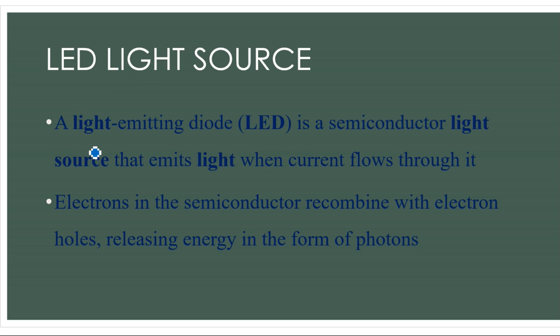So this LED light source, just try to understand the concept here. LED, light emitting diode. This LED light is basically a light derived from a semiconductor. It's a semiconductor light source and it emits light when current flows through it. Then how does this current flow through any semiconductor and how does it produce light? To know this, these lines are important.